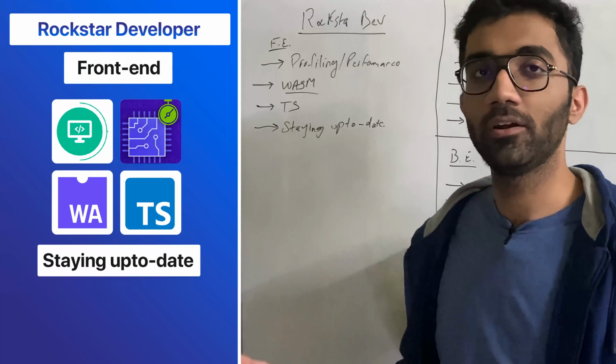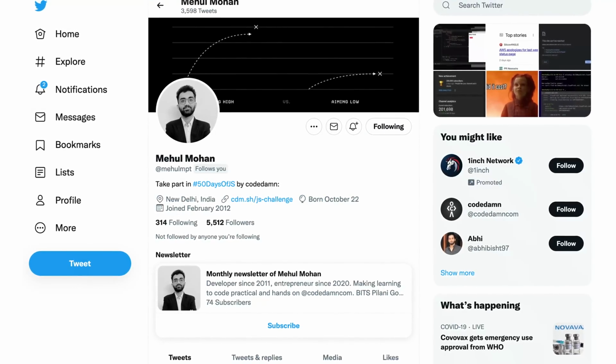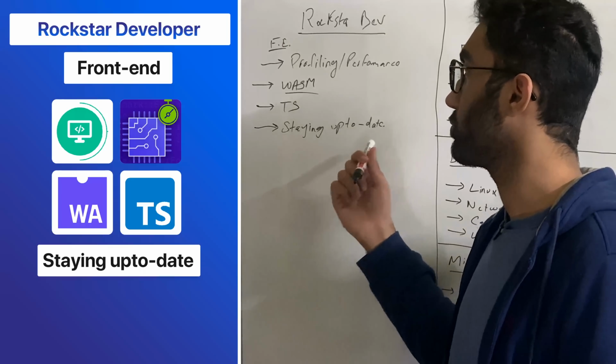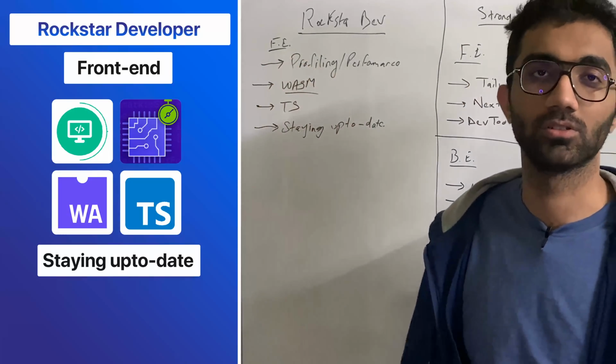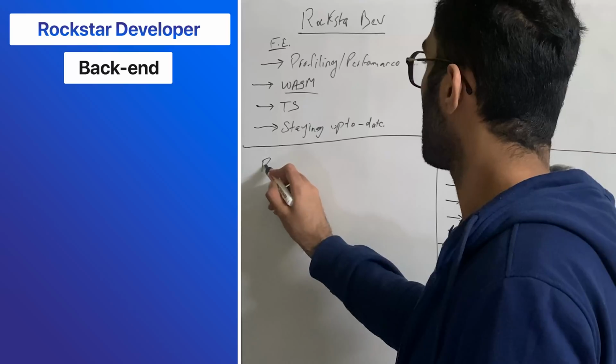So how do you stay relevant? Well, you follow us on Twitter, CodeDamn's account, me, 1,000 other people who post content when something interesting happens. But staying up to date is one of the most important things, I think, in front end land right now, because like I said, there's a lot of innovation and a lot of progress being made. Let's talk about backend.